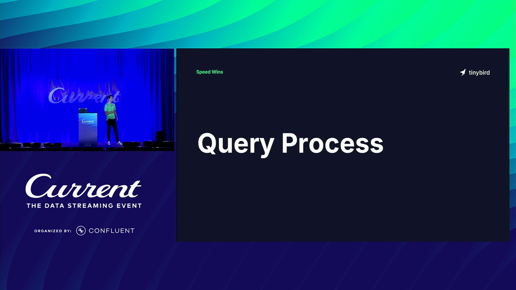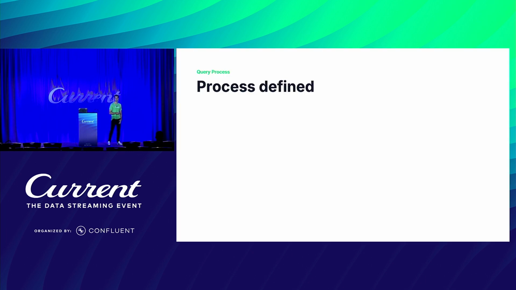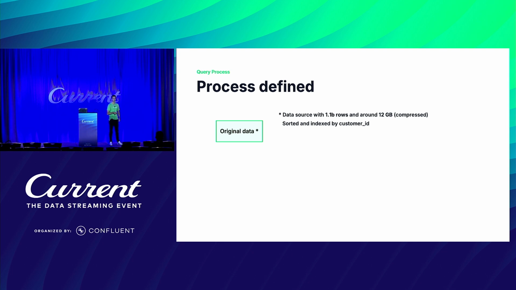So now that we have an idea of what that final output is going to look like, how can we define the query process to get to that final result? So like I said, we have the original data, which has just over 1 billion rows and is about 12 gigs compressed. And that table is sorted and indexed by the customer ID. Very common thing that we see, especially for multi-tenant applications.